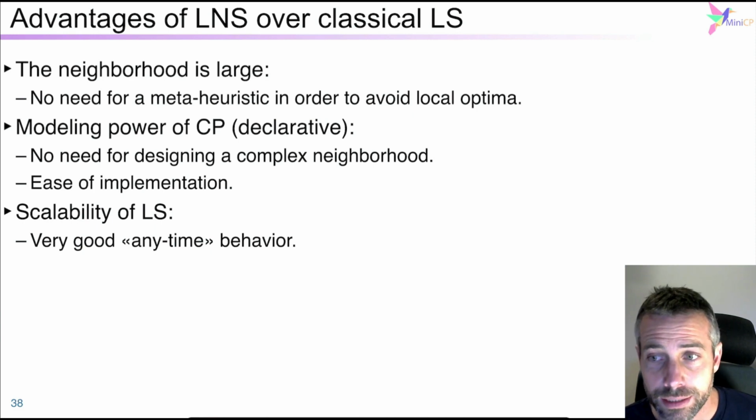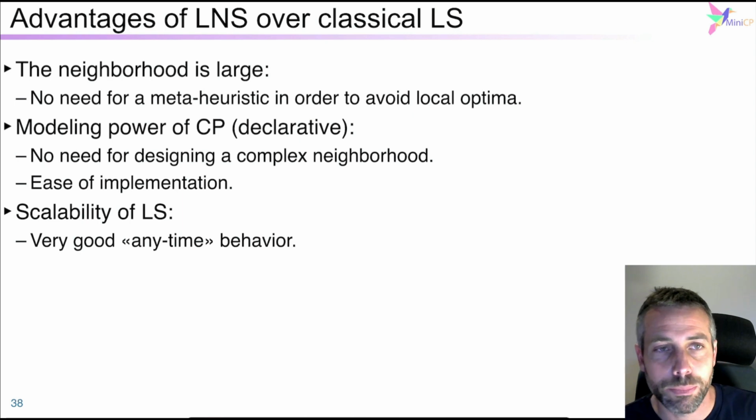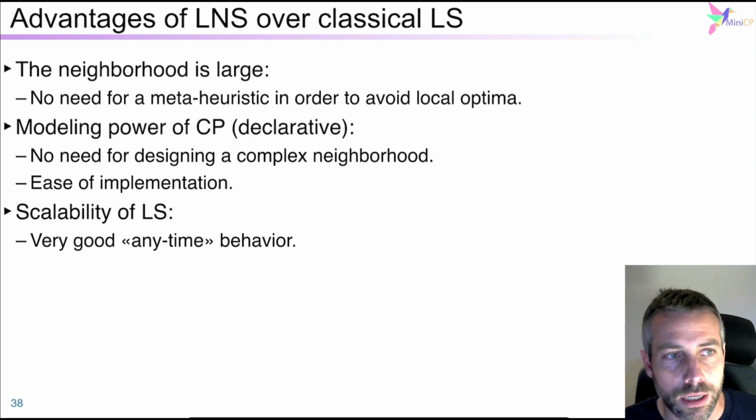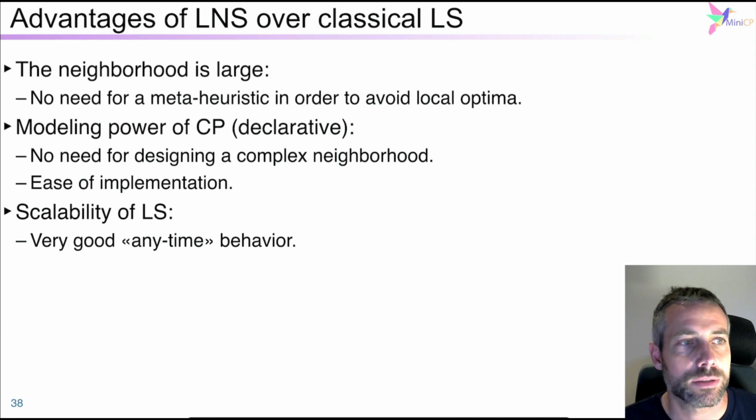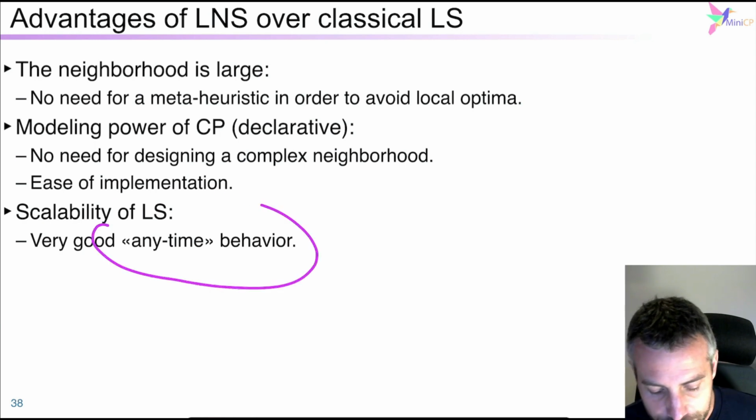Because when you design a local search approach for a problem, you also need to design the way to explore the neighborhoods. But here we are relying on CP to explore the modifications. So we are relying on the propagation to explore the modification around the current best feasible solution. And the scalability here is also very good. It's the scalability of local search. So we have a very good anytime behavior by using this technique.